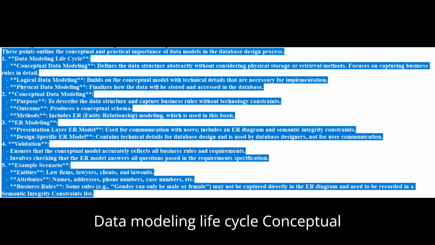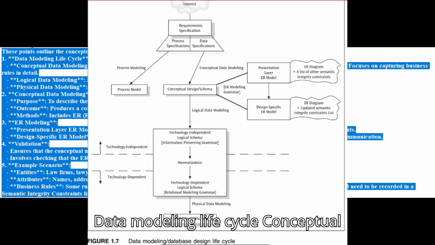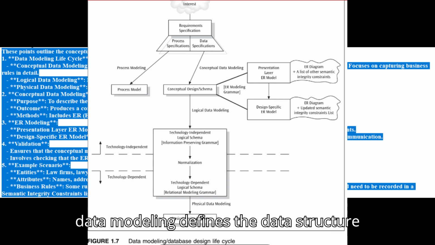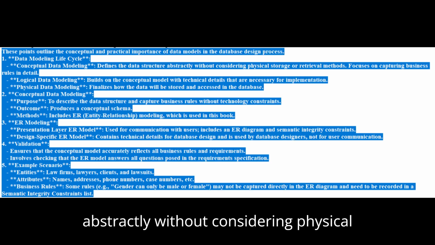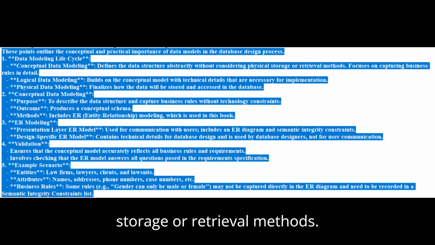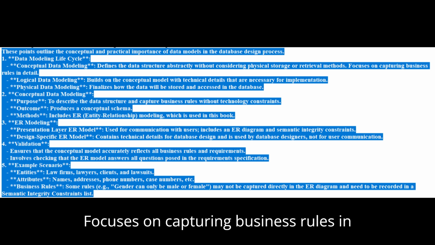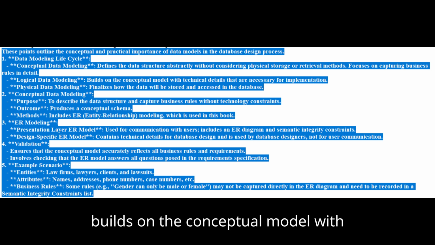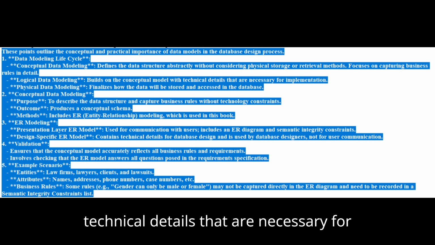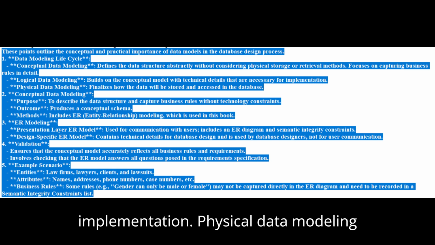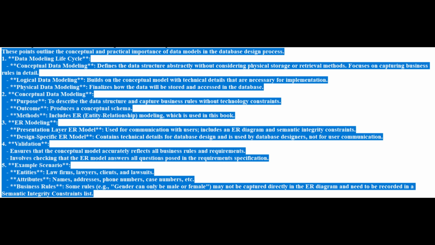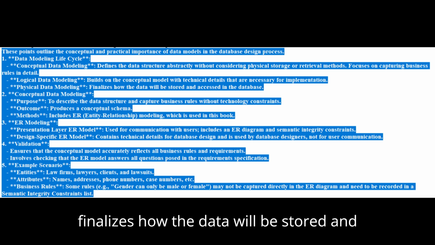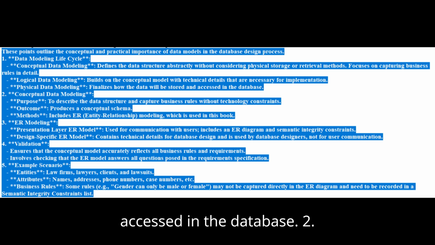1. Data modeling life cycle. Conceptual data modeling defines the data structure abstractly without considering physical storage or retrieval methods. Focuses on capturing business rules in detail. Logical data modeling builds on the conceptual model with technical details that are necessary for implementation. Physical data modeling finalizes how the data will be stored and accessed in the database.